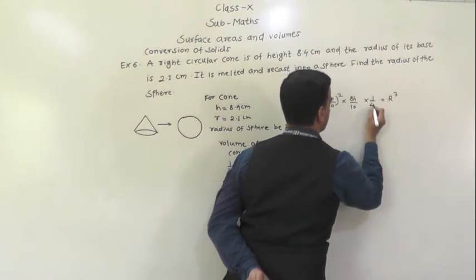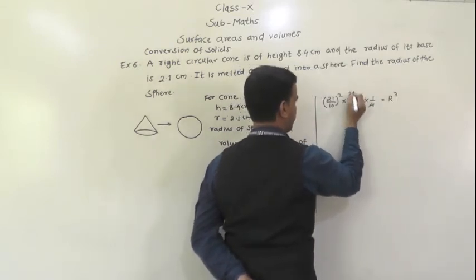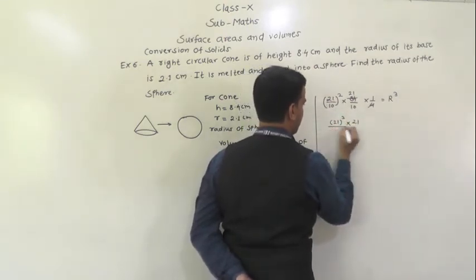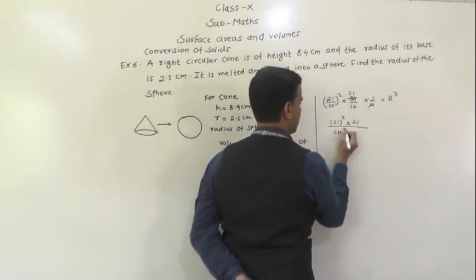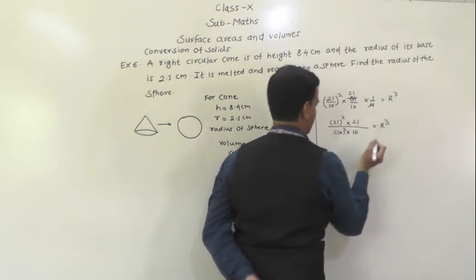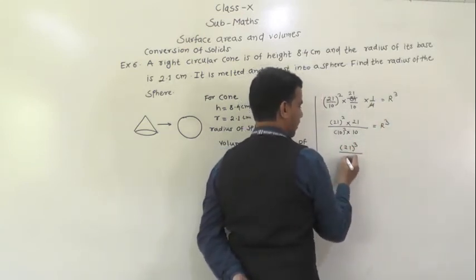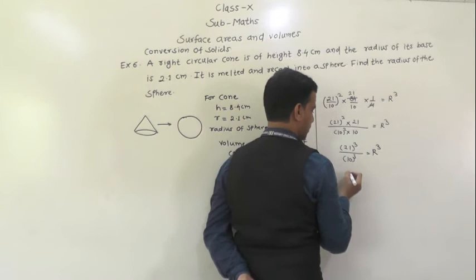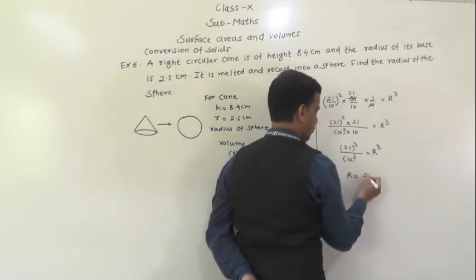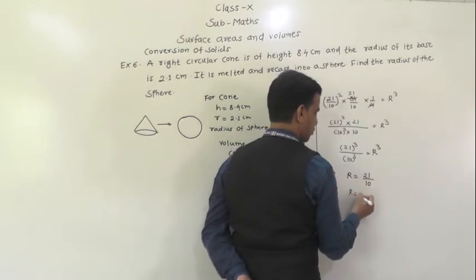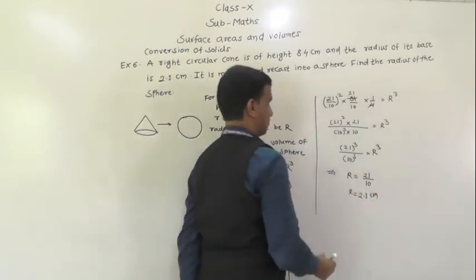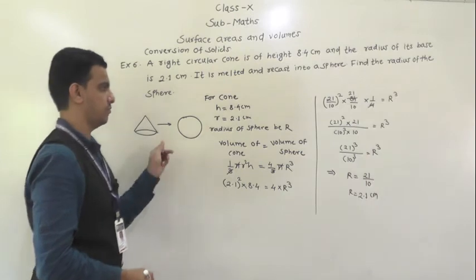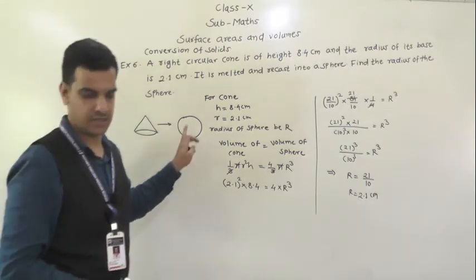This is equal to R cube. So 4 2s are 8, 4 1s are 4, so 21 square into this 21 and divided by 10 square into 10 is equal to R cube. So it is 21 cube divided by 10 cube is equal to R cube. If we take the cube root of this, R is equal to 21 by 10, that is R is equal to 2.1 centimeter. So the radius of the sphere is 2.1 centimeter. Okay, understand this. Now we will take the seventh example.